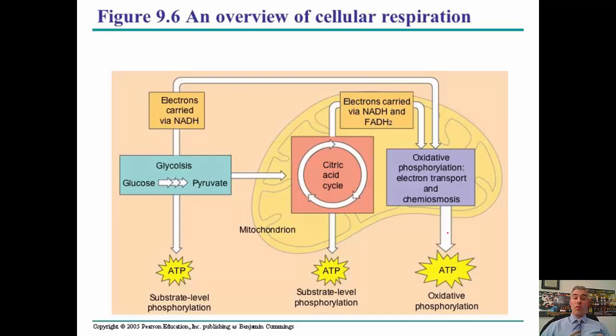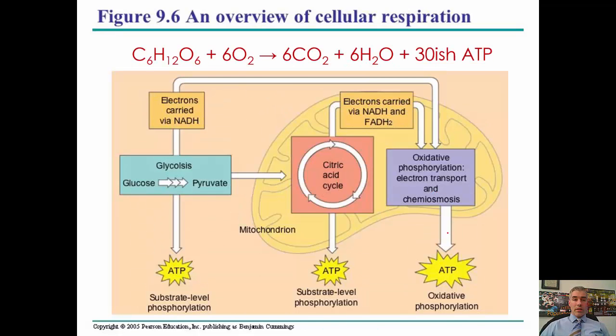All right, so here's an overview of the process, right? Where does our glucose initially go in? It goes in at glycolysis, okay? Where does our oxygen initially come into play? Our oxygen goes into the electron transport chain. That's the terminal electron acceptor.